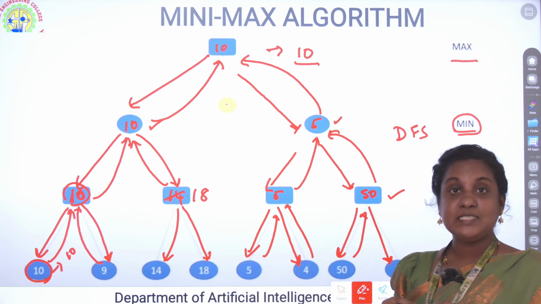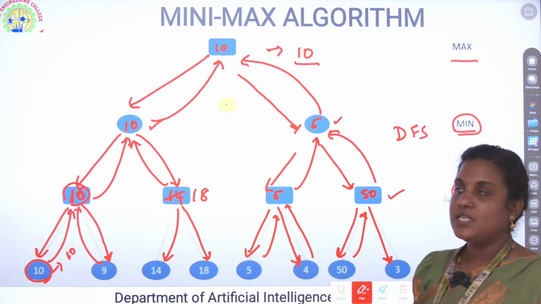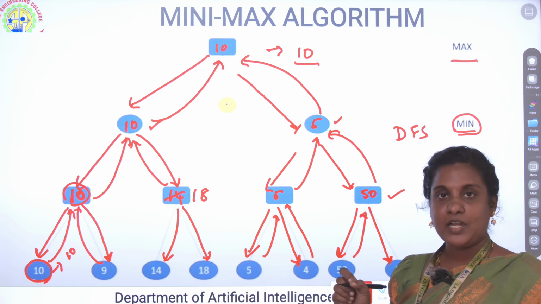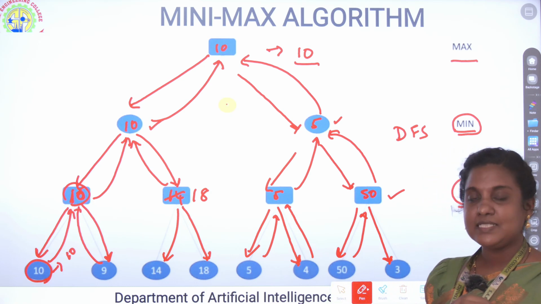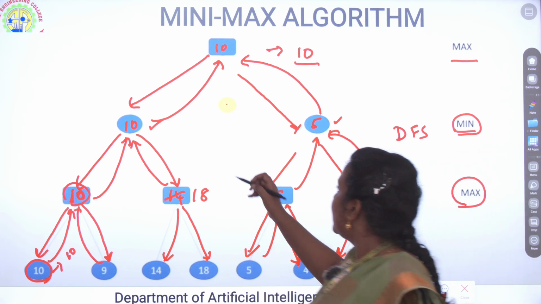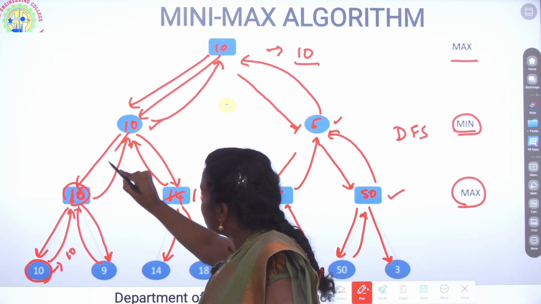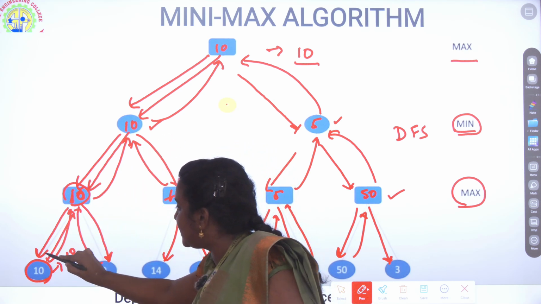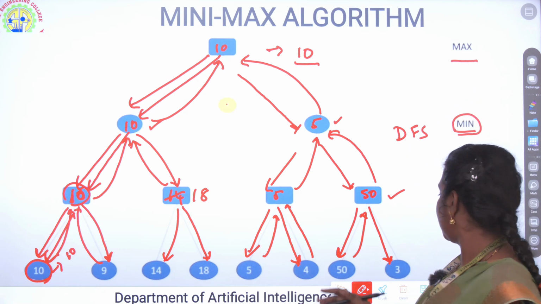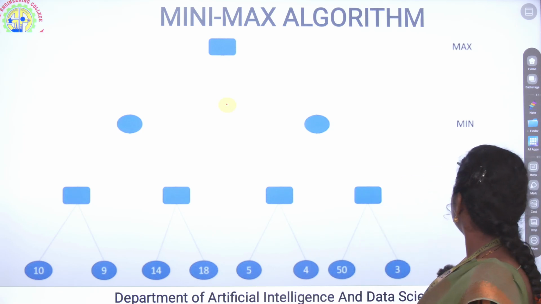Now we have to find the most convenient path from the root node to a leaf node. So here 10 is the value for the root node. Wherever 10 is assigned to the nodes, we have to take that path. If you see, this is the most convenient path to reach a leaf node for the max player. This is how the Minimax algorithm works.